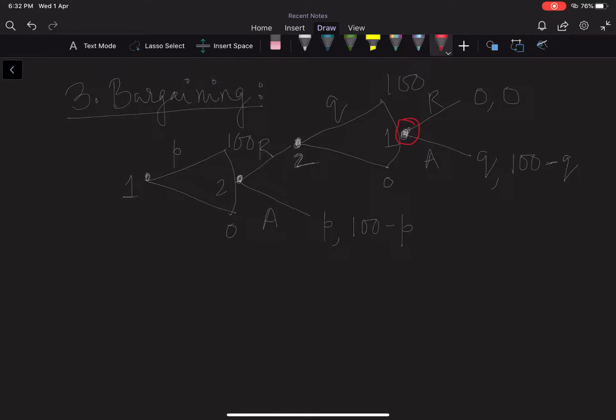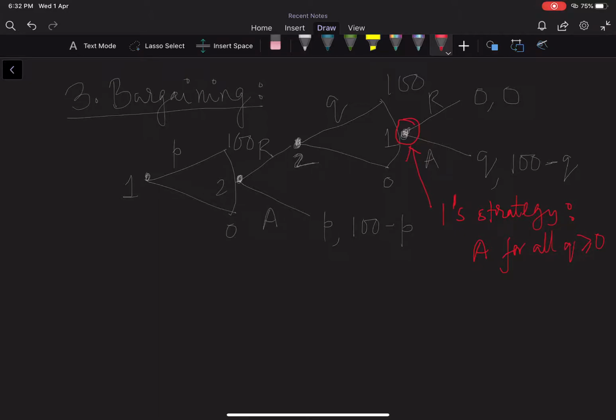So acceptance is our best response. So one's strategy here is to accept for all Q, right? For any Q between 0 and 100, 1 would accept, because the rejection will give him 0.